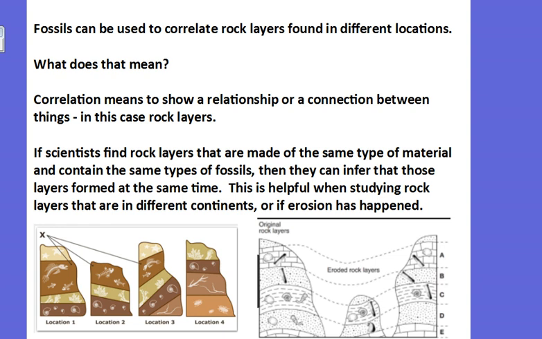So this is very helpful when studying rock layers that are in different continents, or if erosion happens. So here you can see you've got the same fossils in here, here, and here in these three locations. So scientists would say that these three rock layers were formed at the same time. So similarly here, we've got some of the rock layers here, there was erosion, so not all the rock layers are shown or present, but you can see that similar fossils are found in similar types of rock, so scientists are able to kind of line that up.